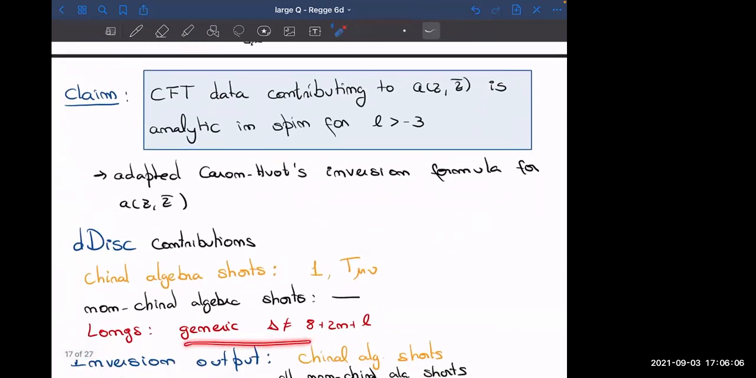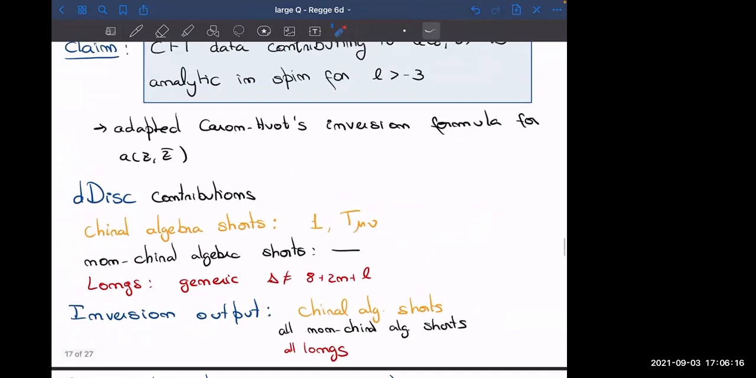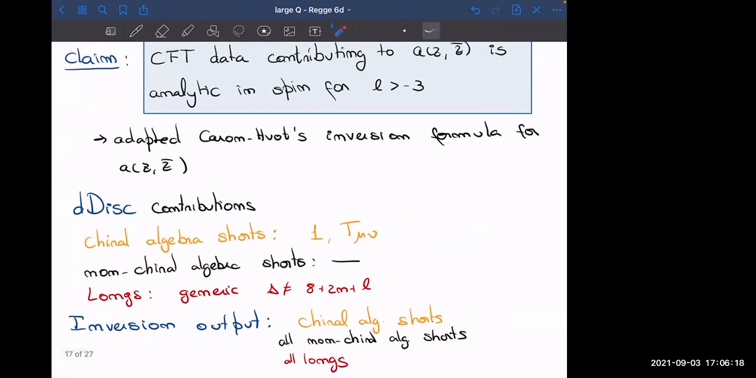And then I just have contributions from the generic longs. But if you know this, then you get out everything. You get the guys that didn't contribute as well, and you get everything else. So this is the type of game we would like to play, of seeing how far we can go in bootstrapping this theory, starting from the little we know, getting something out through the inversion, and then plugging it back and seeing if there's an iterative procedure.